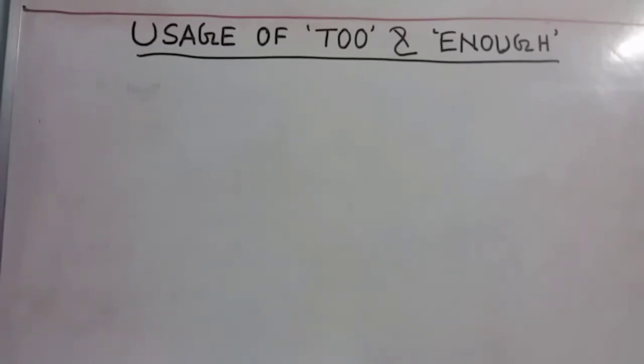Today on this podcast, we will try to discuss two separate words. These two words are spelled T-O-O and enough. These two words are really very confusing in English sentences. So first of all, we will try to understand the meaning of these two words.